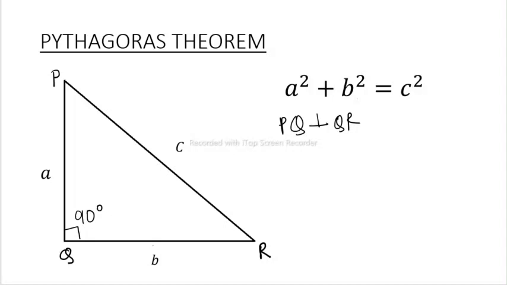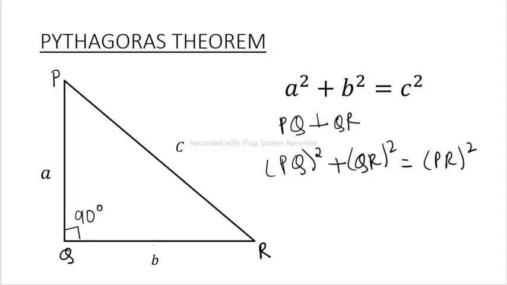So PQ becomes my perpendicular. QR is my base. In every right angle triangle, this only happens. So you have one perpendicular, you have one base, and the longest side, which is opposite to the 90 degrees, like PR in this case, is the length C. So this becomes my hypotenuse. So if I square PQ, I square the length of QR, and I add them, then the answer I'll get is the square of PR. That's why it is saying c square.